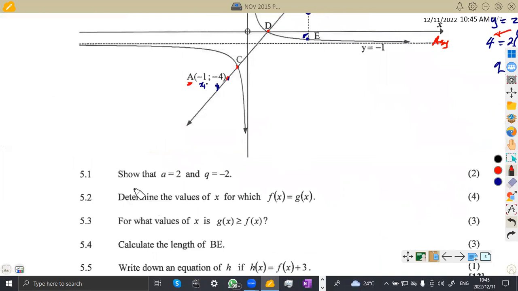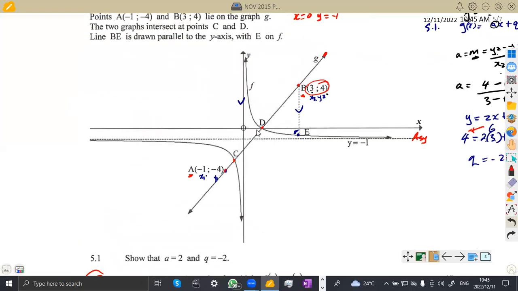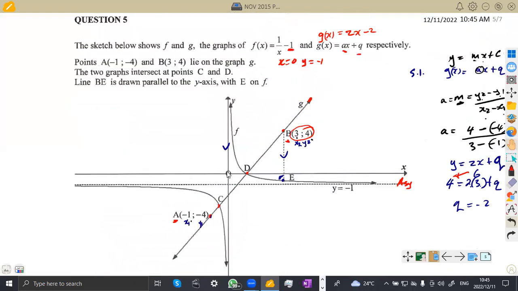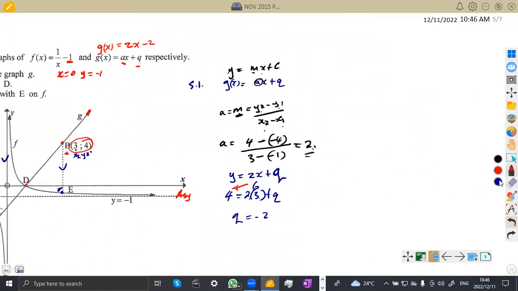All right, now we are given, determine the values of x for which f of x is equal to gx. Which part do we have our f of x equal to gx? That is the point of intersection of the two graphs at C and D. So remembering that at the point of intersection, these two graphs, they are equal. Guys, please take note. I've been talking about this. Please understand this. At the point of intersection, the two graphs are equal. So that's f of x will be equal to gx.